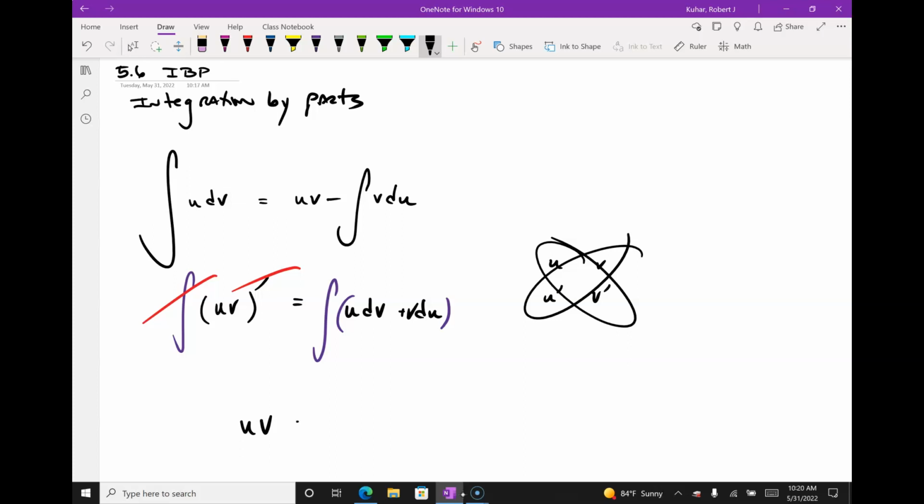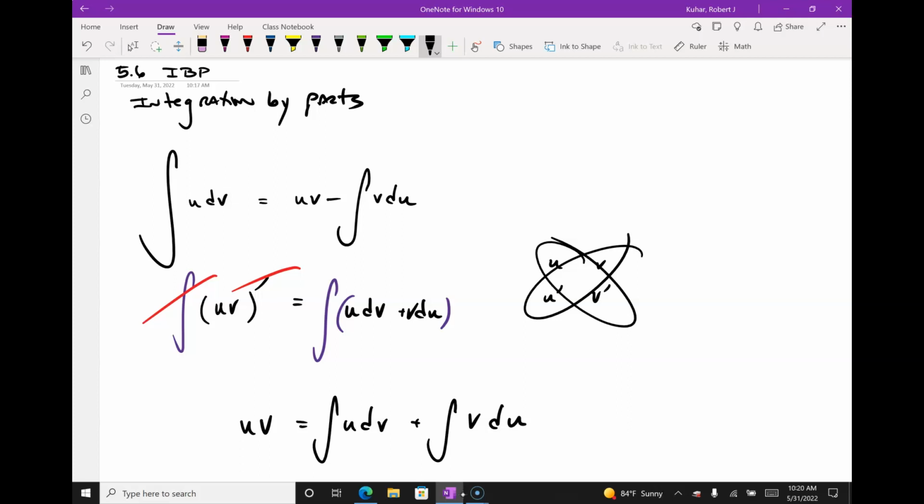And look what I get on the other side. I get the integral of u dv plus the integral of v du. Do you see it already? One more step: just subtract the integral of v du, and I've got exactly the formula that they're saying is true.